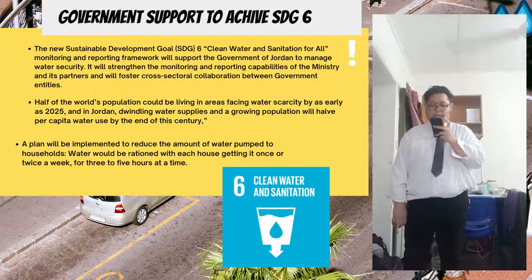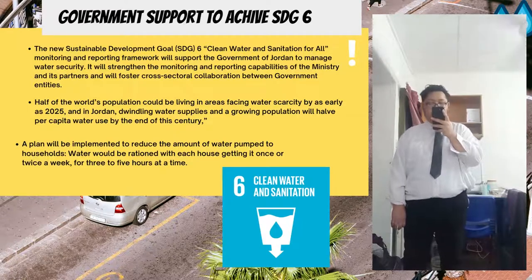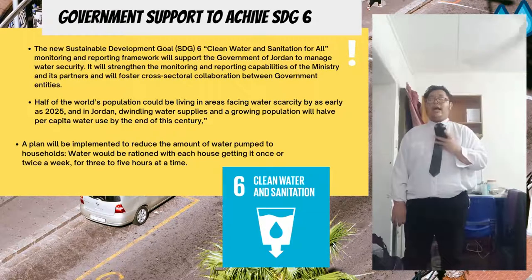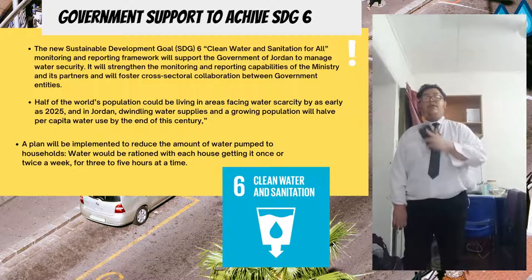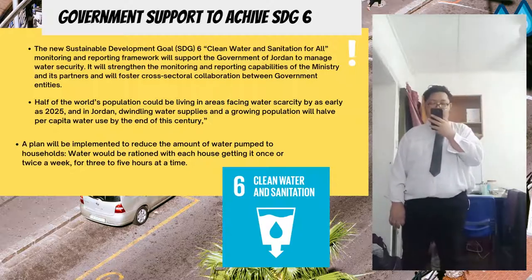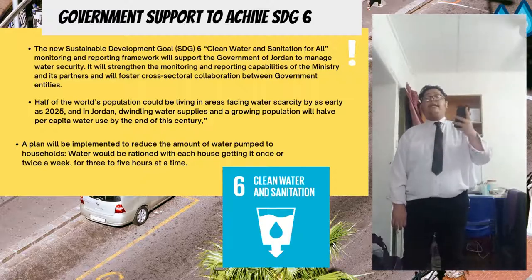Next, water will be rationed, with each house getting it once or twice a week for 3 to 5 hours at a time. This means water can be rationed to each house, and the water can be pumped to each house.